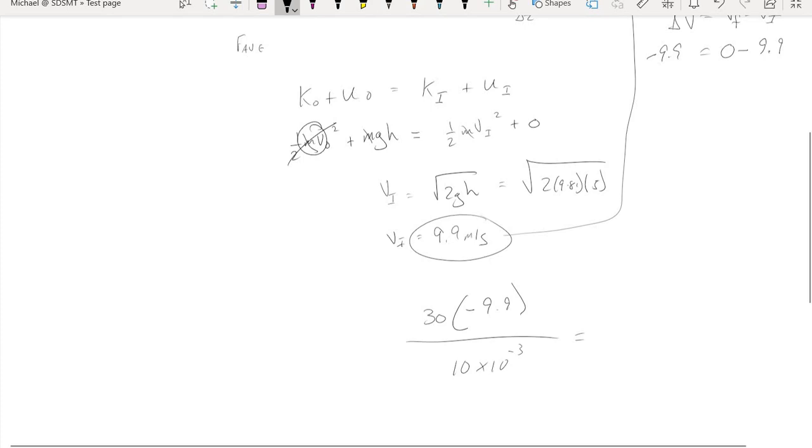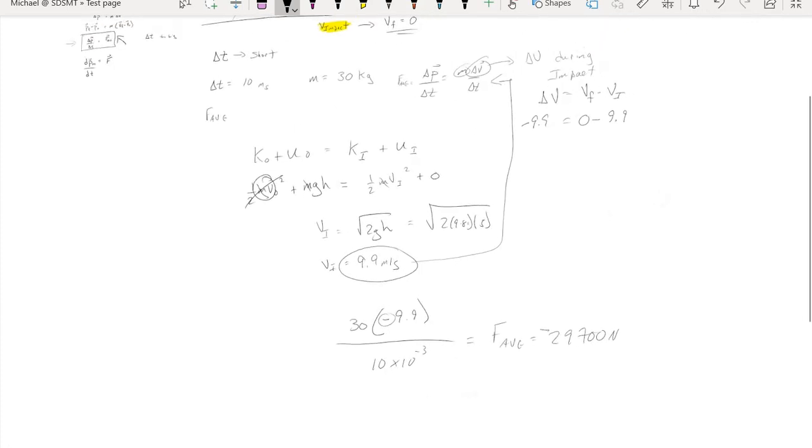Get my calculator app open again. 30 times 9.9 divided by 10 times 10 to the negative 3 makes 4. An average force that is equal to 29,700 newtons. Now there is that negative sign there. We do need to talk about what that means and where that came from.